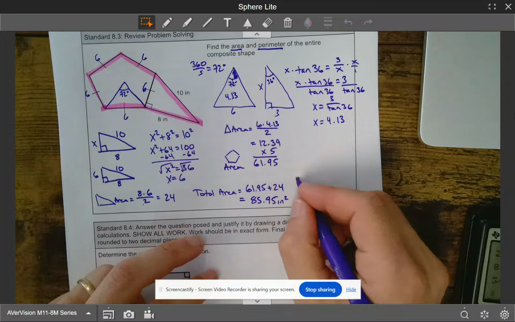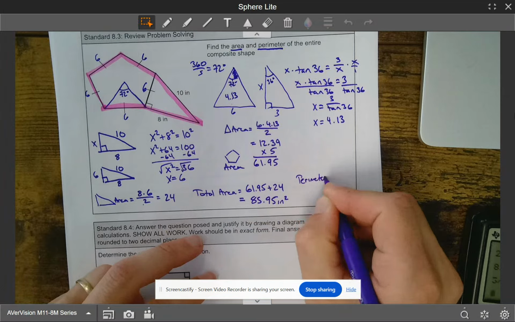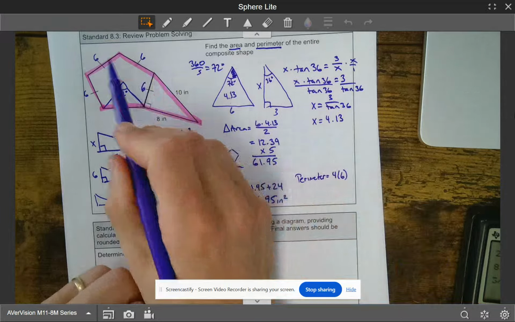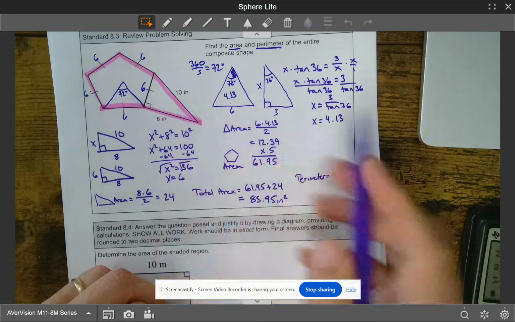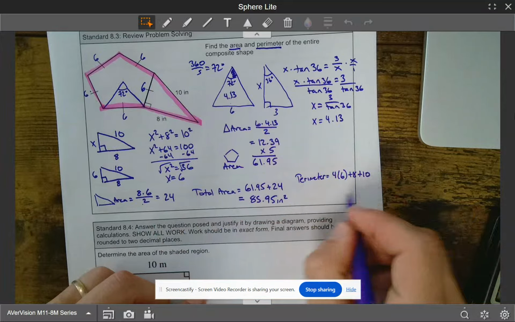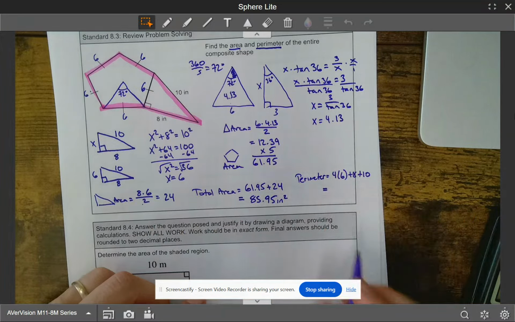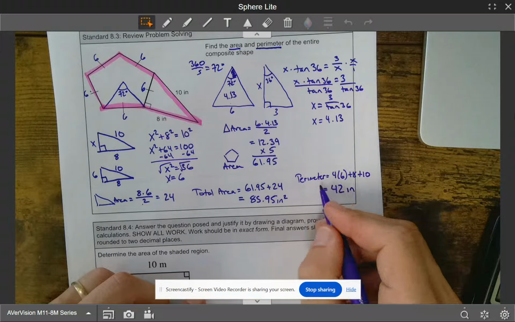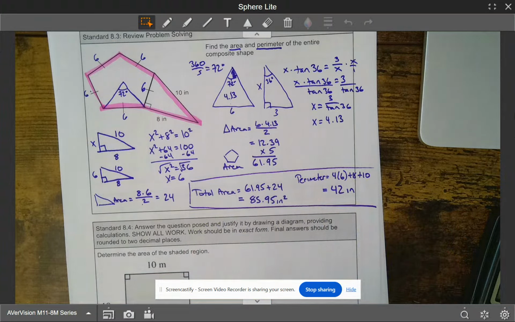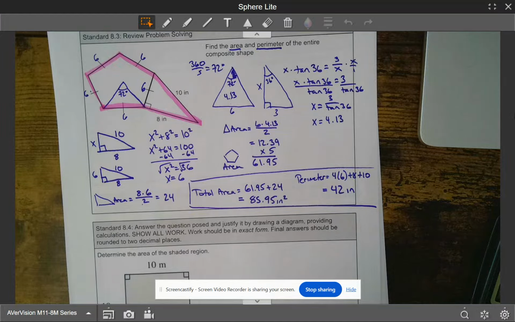So the perimeter is what? There's 4 6's. 1, 2, 3, 4, plus 8, right there, plus 10. Go back to last fall when we did this. 24 plus 18 is 42 inches. All right, total area, total perimeter. Whew, okay, let's get to 8.4, problem solving.